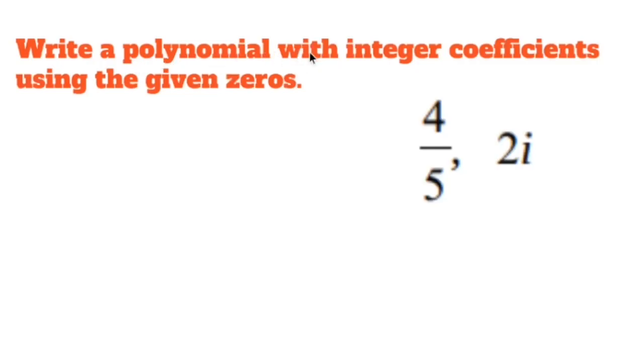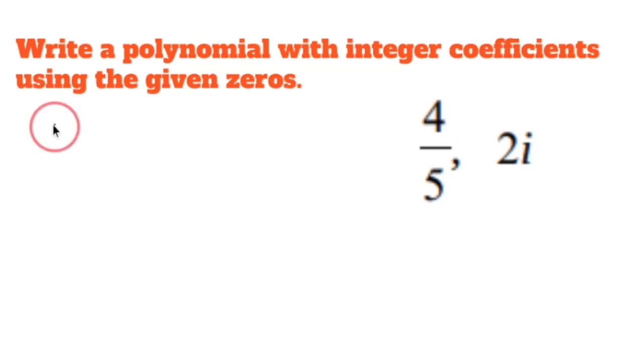Write a polynomial with integer coefficients using these given zeros. All right, I'm going to approach this in a step-by-step basis. Thing number 1, I'm given 2 roots. That doesn't mean anything. I actually have 3, and you might be thinking, no, there's 2 there.